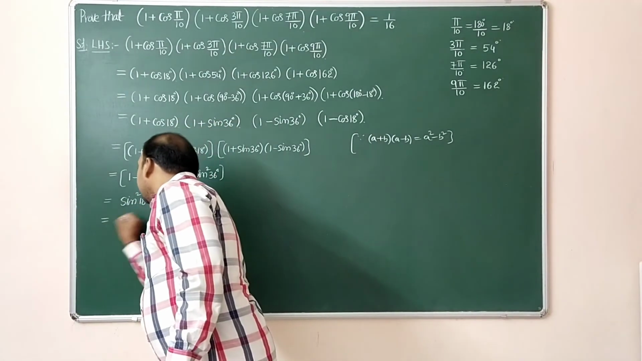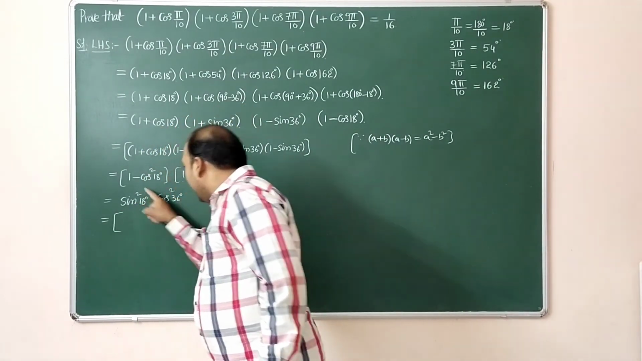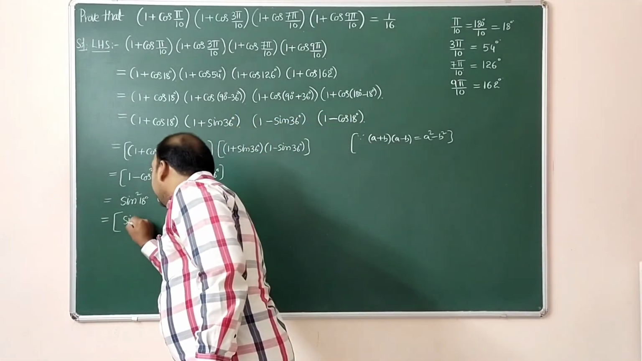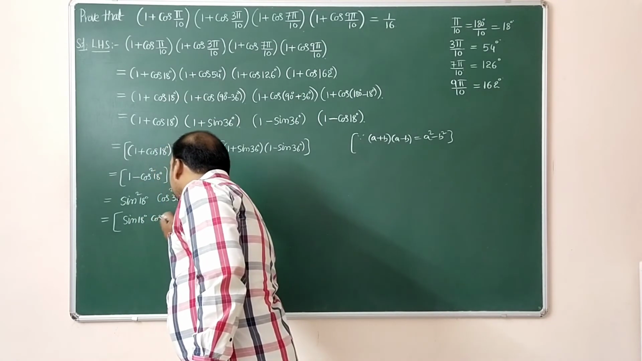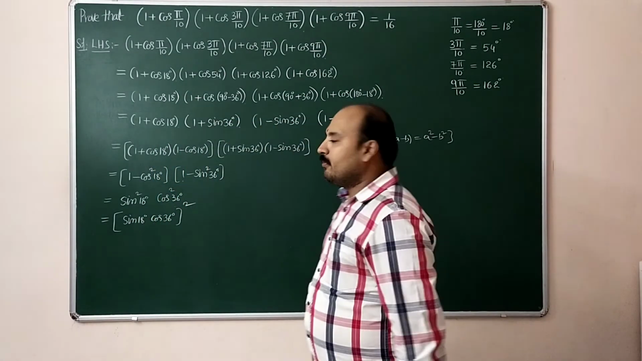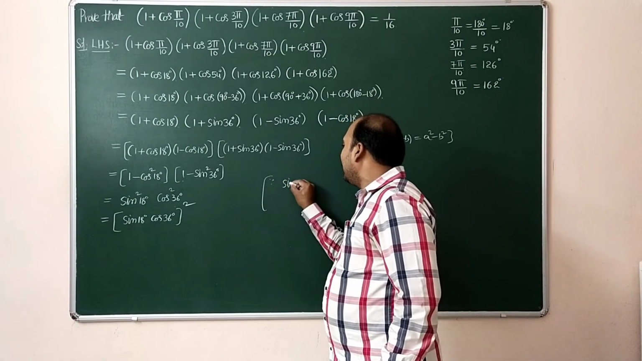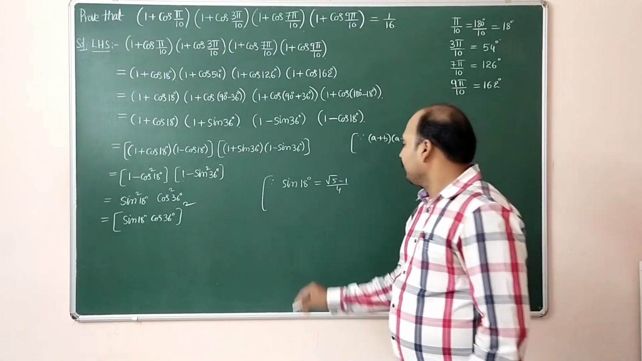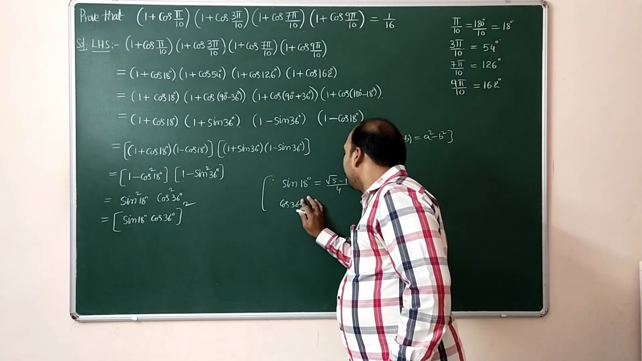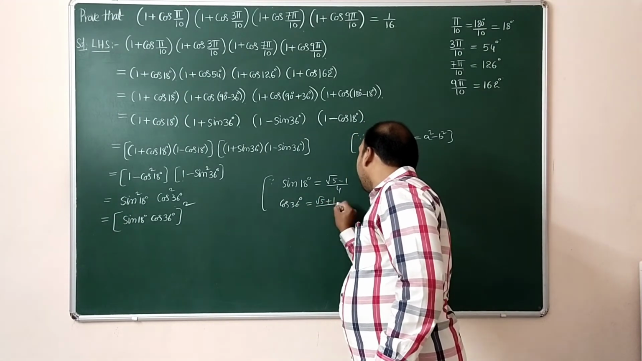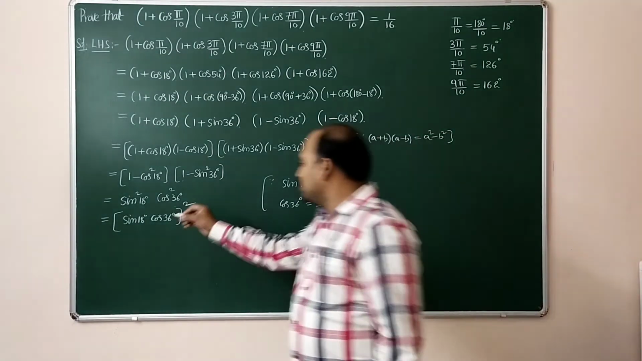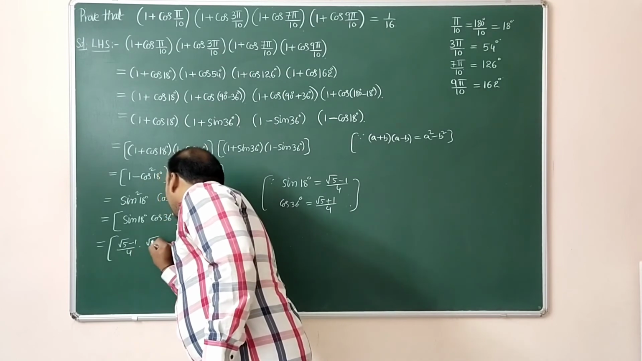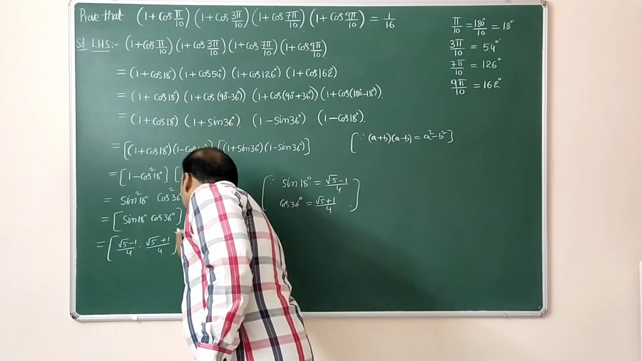So we can write it as sin square theta and cos square theta. So a square b square means (ab) whole square, which is (sin 18 degrees into cos 36 degrees) whole square. But we have to write the values of sin 18 and cos 36. Sin 18 is equal to root 5 minus 1 by 4. Cos 36 is equal to root 5 plus 1 divided by 4. These are the values. Substitute there: ((root 5 minus 1) by 4 into (root 5 plus 1) by 4) whole square.